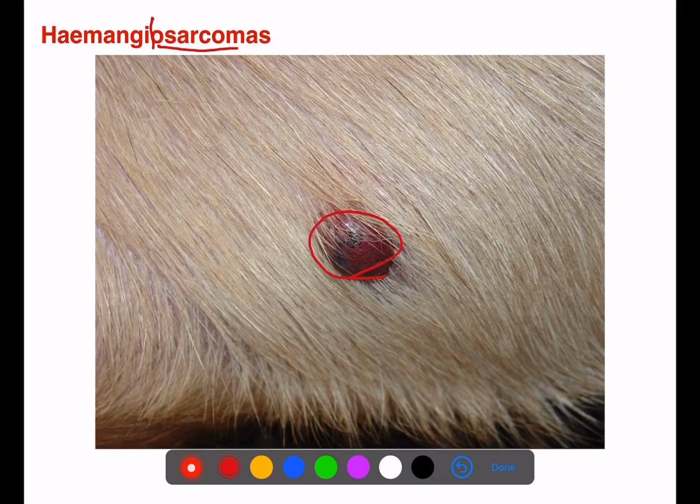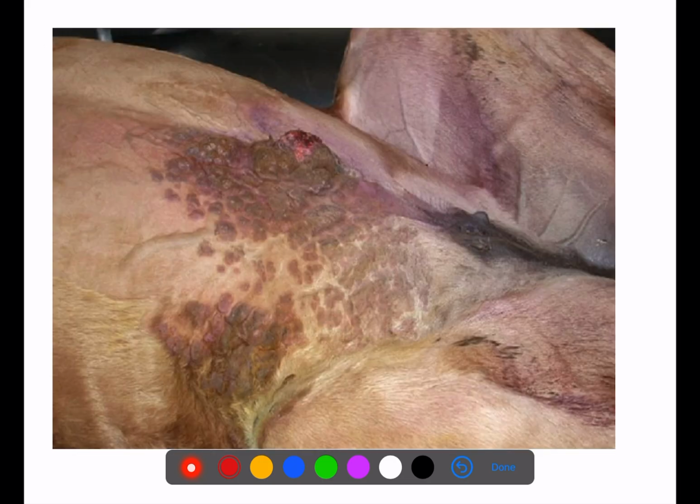Hemangiosarcoma also affects a wide area of the horse and is characterized by necrotic foci, and also occurs within other farm animals.